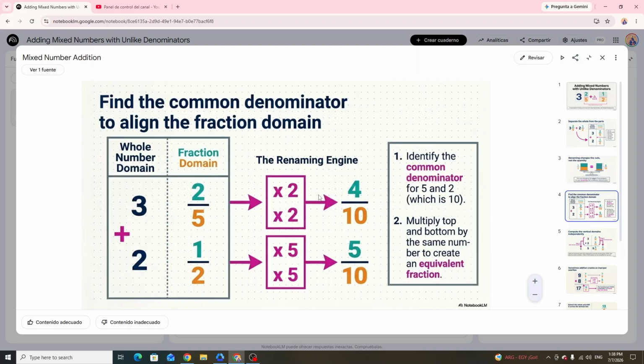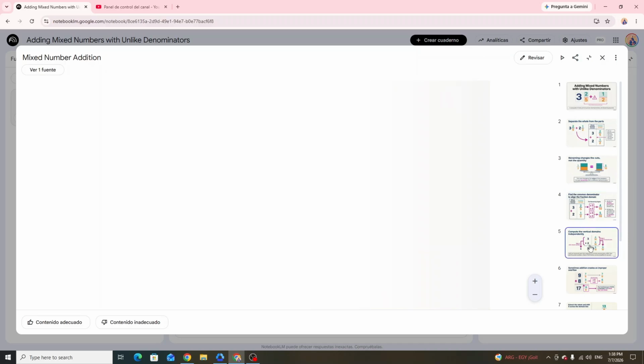And for that to be possible, we have to multiply the first one, 2/5, by 2. And the rule is, whatever I multiply the number at the bottom by, I have to repeat it on top. That's the rule for equivalent fractions. And then for the second fraction, at the bottom, I multiply by 5. So now instead of having 2/5, I'm going to have 4/10, and then 5/10. Let's go to the next slide.